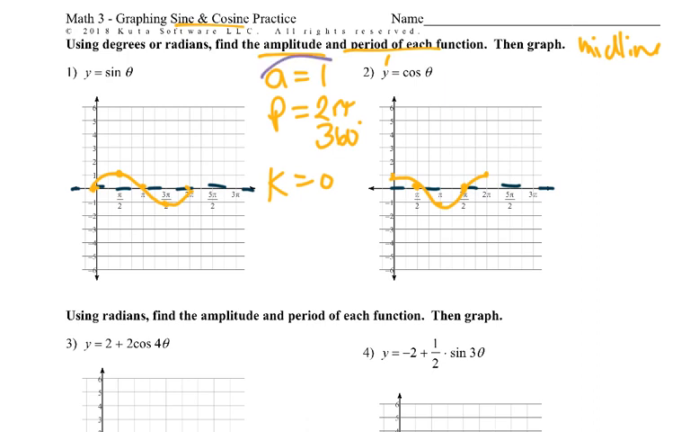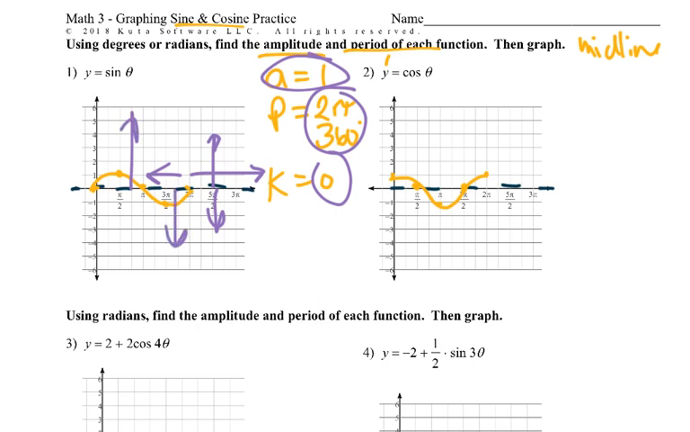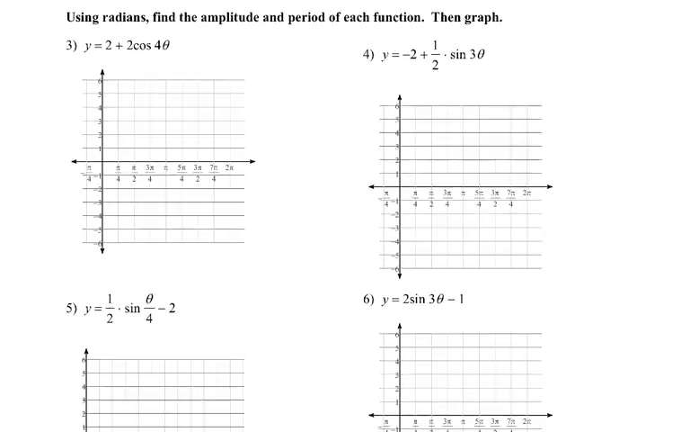And we're going to adjust the amplitude, the period, the midline. Remember, midline shifts it up or down. Period either stretches it out or squishes it in together. And amplitude makes it taller and lower. Alright, so let's get to it.